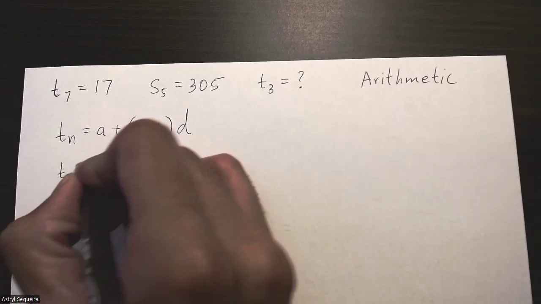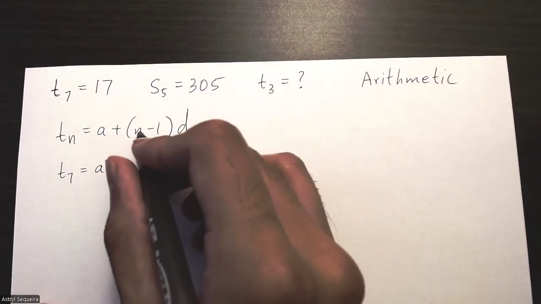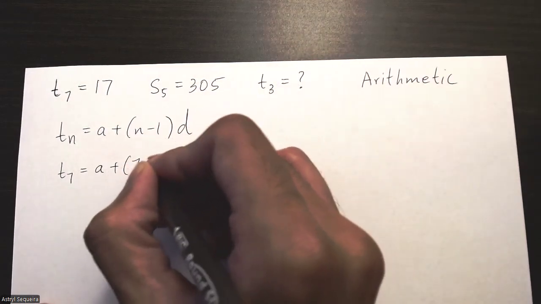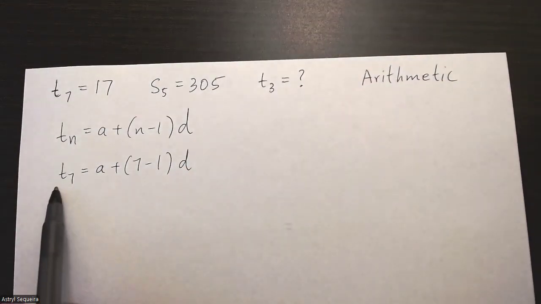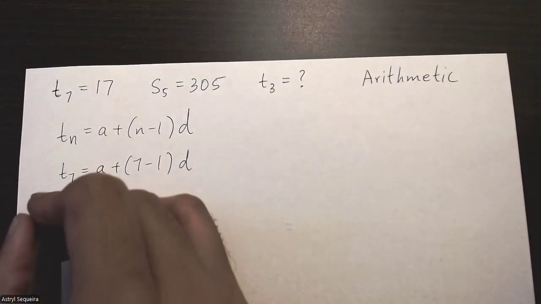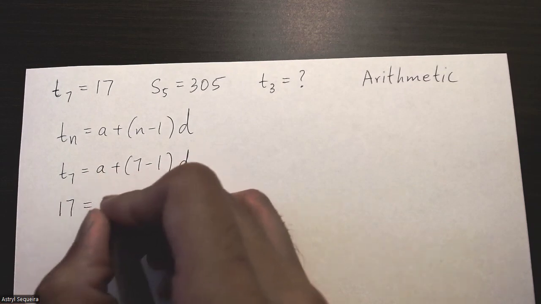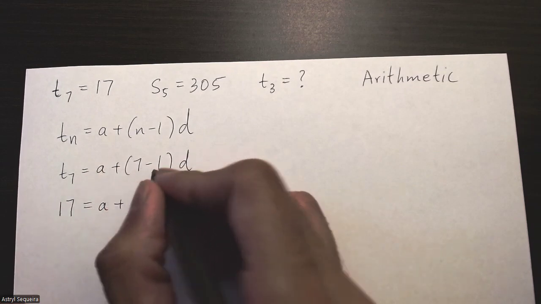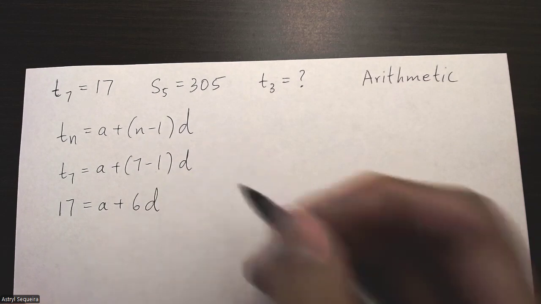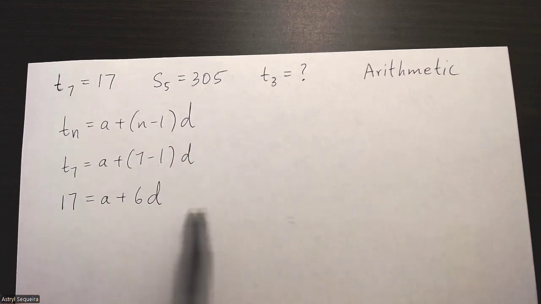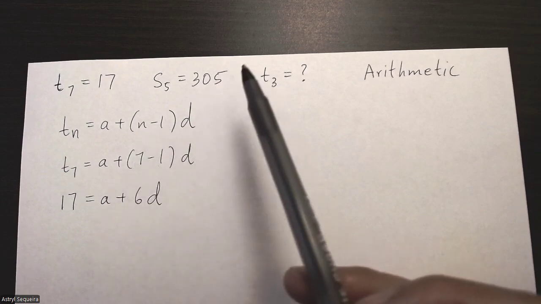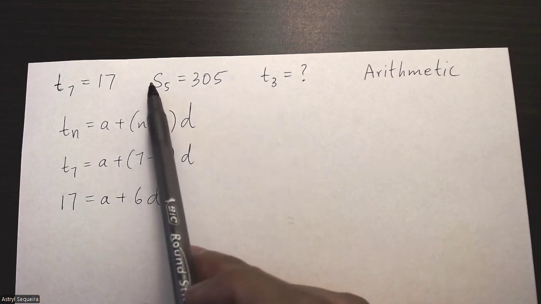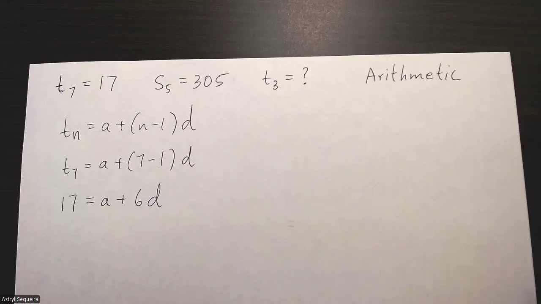So T7 equals A plus, I know that n is now just 7, so (7 minus 1) times D. And then I know that the seventh term is just 17, so I can replace that here. 7 minus 1 is just 6D. This equation is impossible to solve because I have two variables. So I have to go on to my second piece of information here, which is the sum of the first five terms.